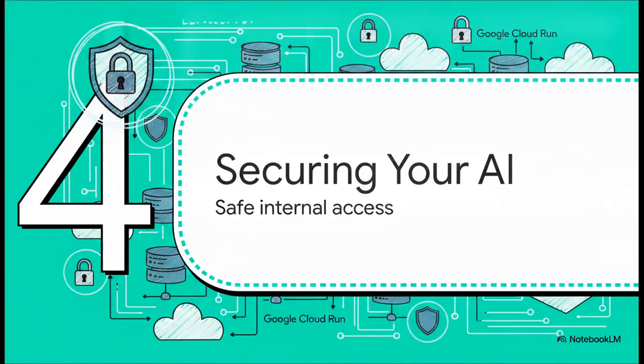Of course, giving an AI access to external data and internal systems means we've got to lock things down. Section 4, Securing your AI agent. This is a vital phase to ensure your agent can safely access the resources it needs without exposing your entire system.